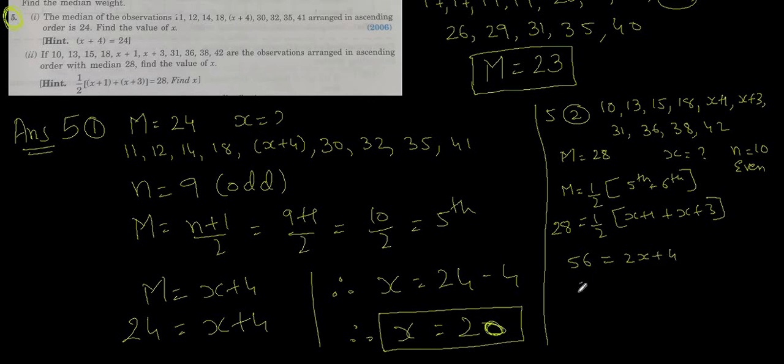4 goes this side, so it becomes minus. So 56 minus 4 is equal to 2x. Therefore x is equal to 52 upon 2, so the answer is 26. So I hope you understood the sum, how I got 26. Any questions here? Please let me know in the comment box. So this is how we do sum number 5, sub question 1 and 2. It is simple. You just have to use the formula and some basic mathematics.